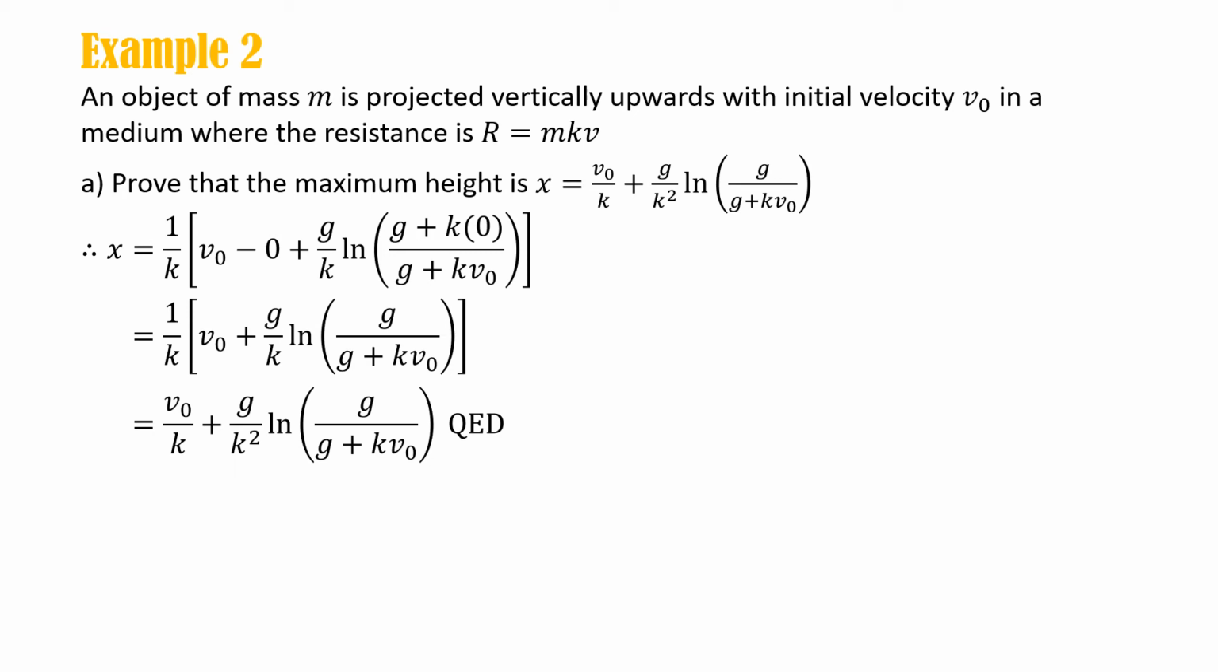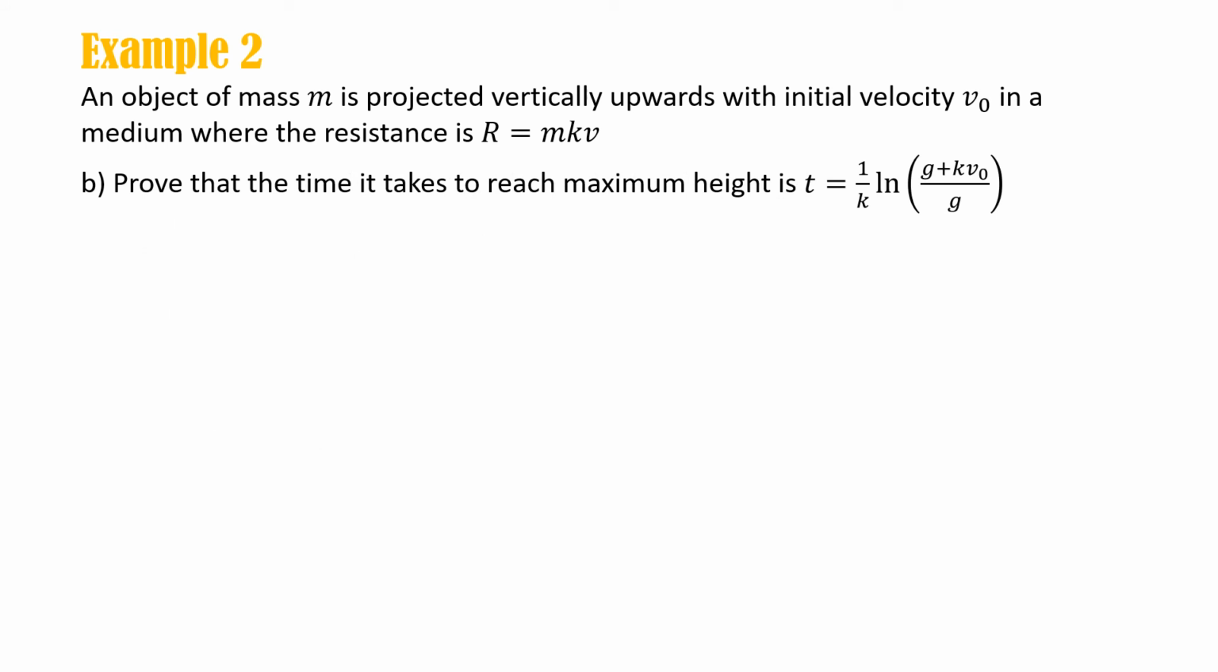All right, so there was quite a bit of algebraic manipulation we had to do to get there. Again, the thing that you have to remember is your log laws. All right, so that was part A. Let's move on to part B. So now we want to prove that the time it takes to reach that maximum height is going to be when t is equal to 1 on k times the natural log of g plus kv0 over g.